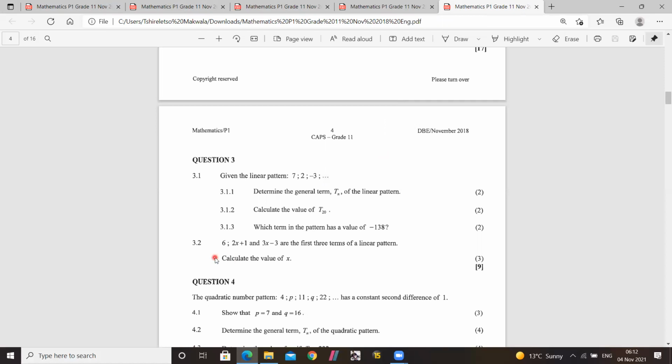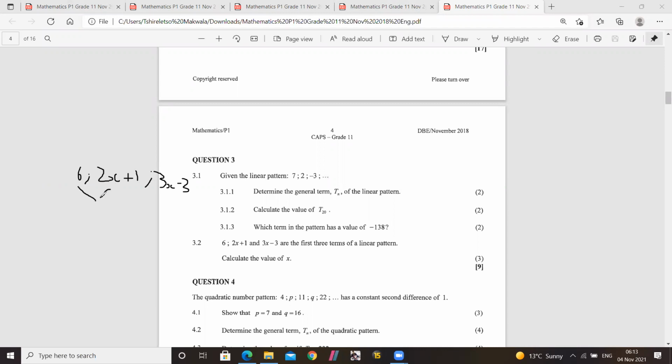Then we go to 3.2. It says 6, 2x plus 1 and 3x minus 3 are the first three terms of a linear pattern. Calculate the value of x. They're telling us these are the first three terms of a linear pattern. What do we know about a linear pattern? A linear pattern has something called a common difference. That's the principle they are trying to test here.